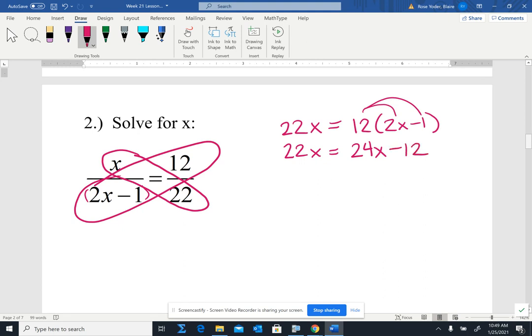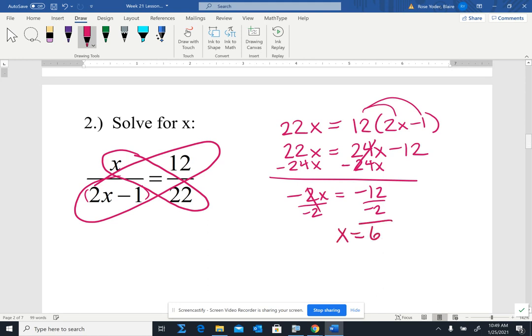And then be careful when you're solving. You don't always subtract the smaller x. The 22x is alone on the left, so we want to leave that where it is. I actually want to subtract 24x from both sides. So I get negative 2x equals negative 12. And then I divide by negative 2, and I get x equals 6.